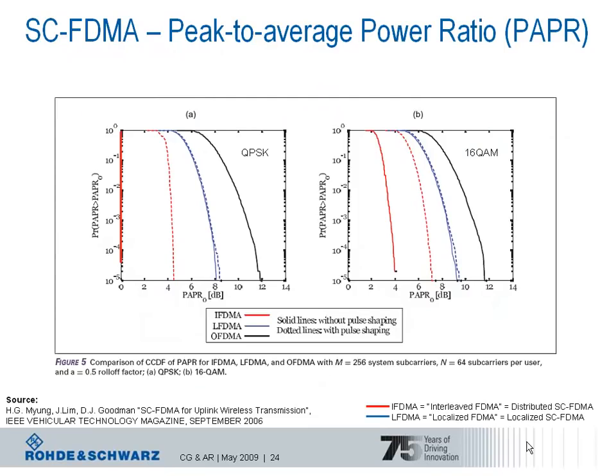Again, the goal of introducing single carrier FDMA in the uplink was to lower the peak to average power ratio, enabling an efficient power amplifier design for the device. This chart shows the complementary cumulative distribution function, which describes the probability distribution of the peak-to-average power ratio. The CCDF is displayed for OFDMA, so for the downlink, and for both modes of single carrier FDMA, localized and interleaved FDMA. This data is taken from an article published in IEEE magazine back in September 2006, so in the very early days of LTE definition.